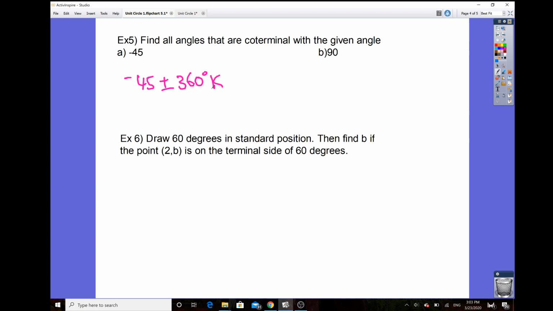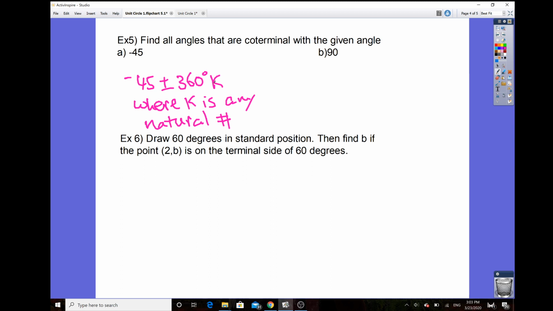degrees times k, where k is any natural number. Natural number means 1, 2, 3, 4, 5, 6, 7, the counting numbers. Because on the unit circle, you can go around the unit circle as many times as you want. You can go clockwise, you can go counterclockwise. So that's why I can add or subtract 360.